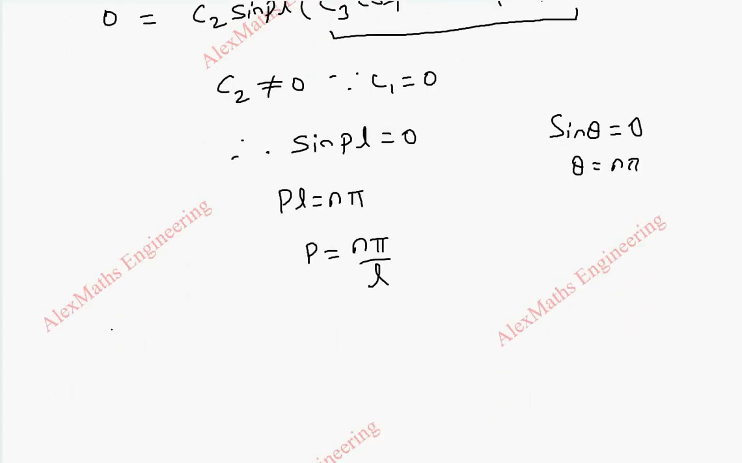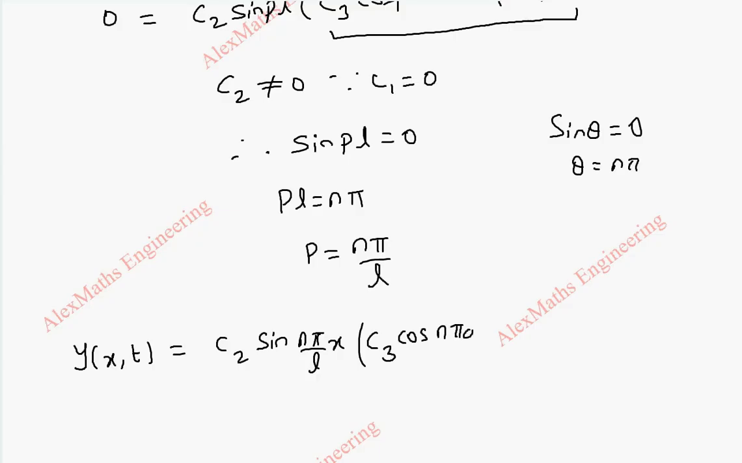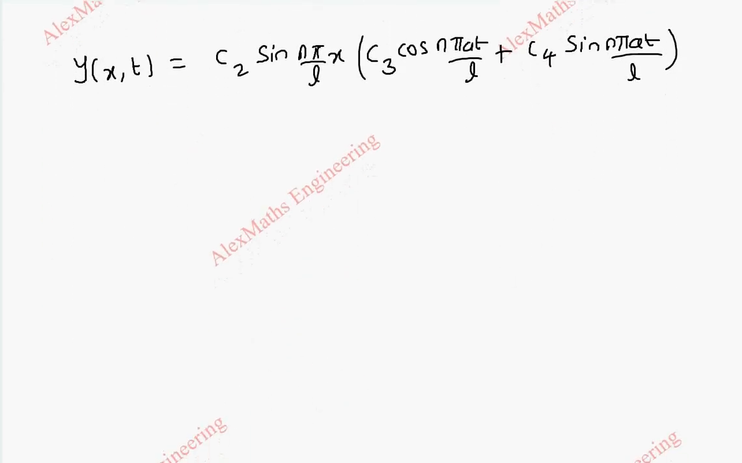So using that in our solution, y(x,t) is c2 sin px, where we substitute the p value, which is n pi by L, into x, into (c3 cos pat plus c4 sin pat), so cos of n pi at by L plus c4 sin of n pi at by L. So we get the solution.